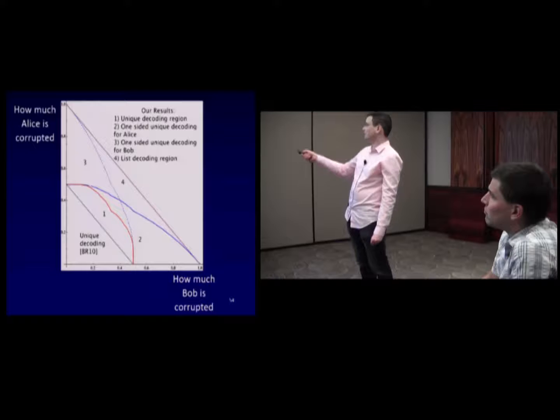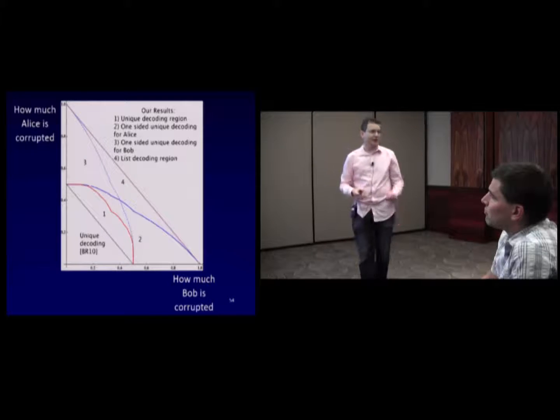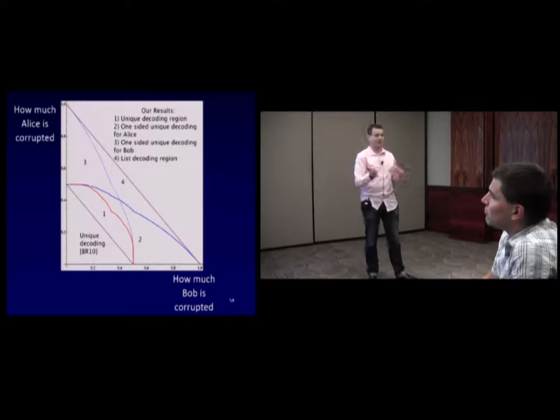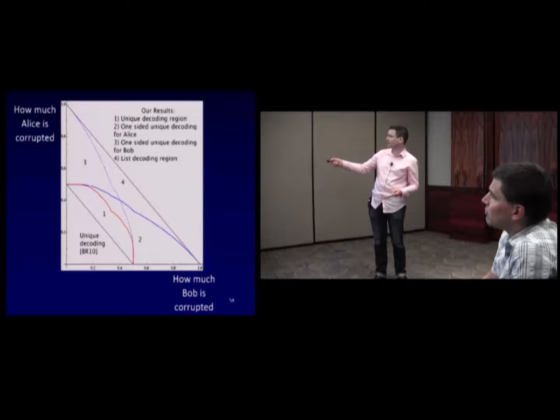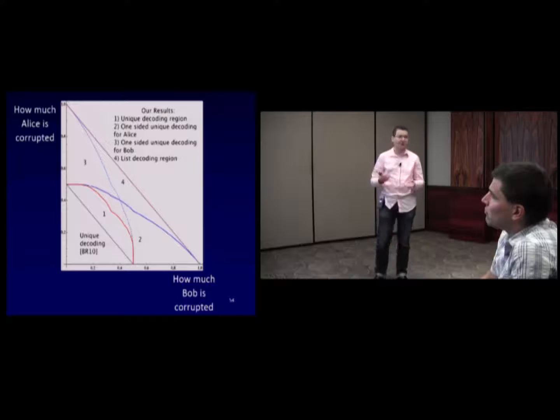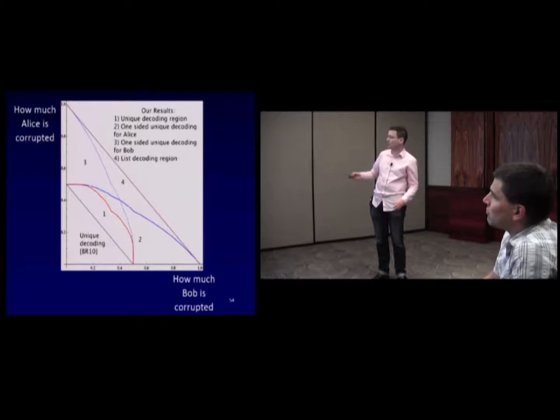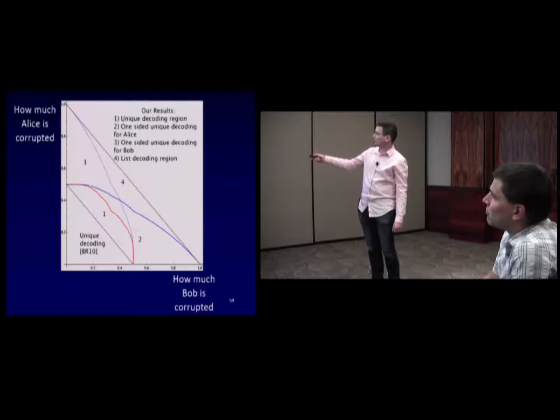Assuming this is the rate at which Alice is corrupted, between 0 and 1, and this is the rate at which Bob is corrupted. So the total error, assuming the protocol is balanced, is the sum. So this line is where they add up to a half, which means a quarter error rate. This region is what I explained from before. And this is the region in which you can do list decoding.